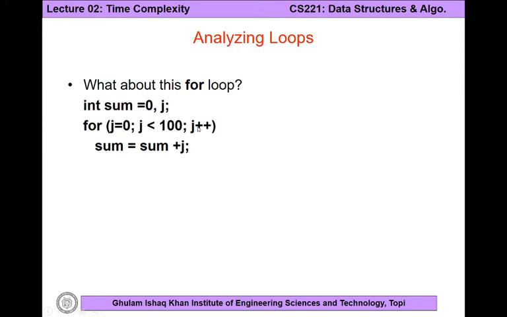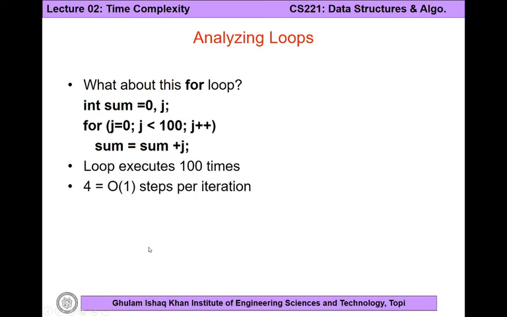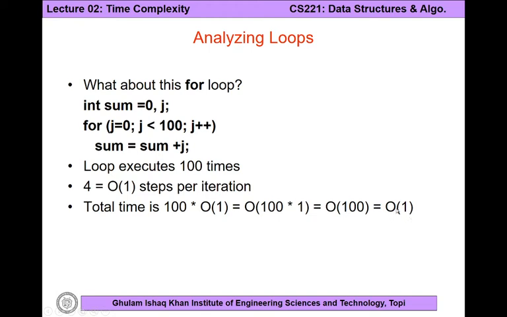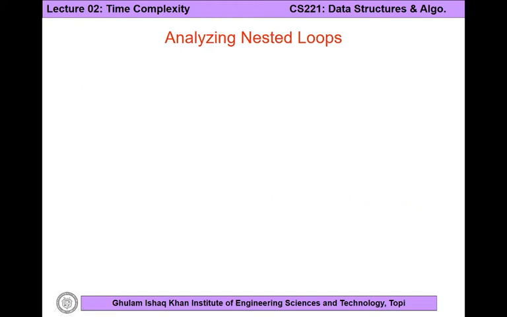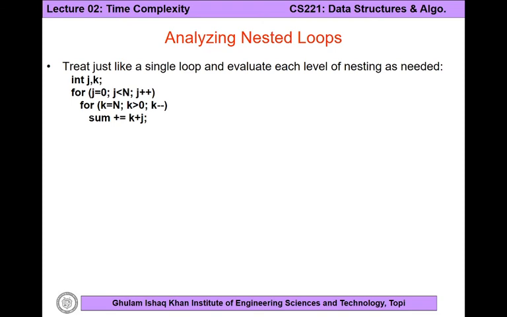Now if you see here, this piece of code has a time complexity of order of 100, and since 100 is a constant, it will be equal to order of 1, right? So any constant, whether it be 100 or 1000 or 1 million, it will be equal to order of 1, right?